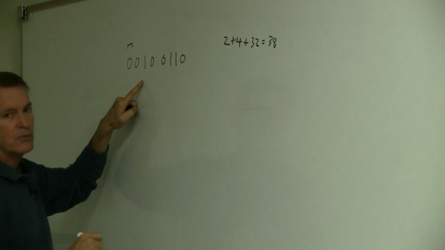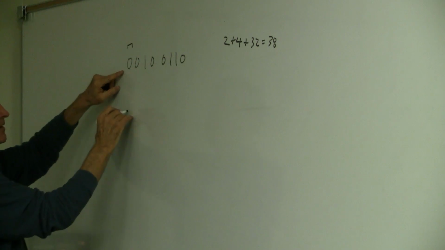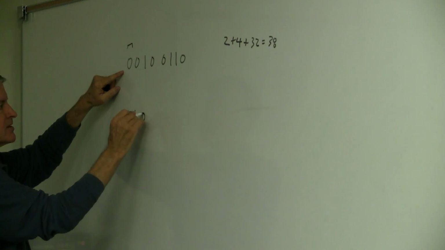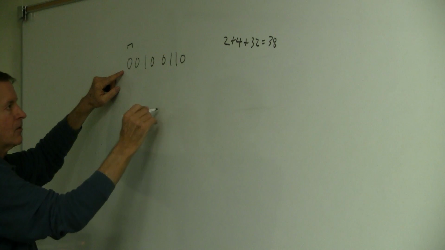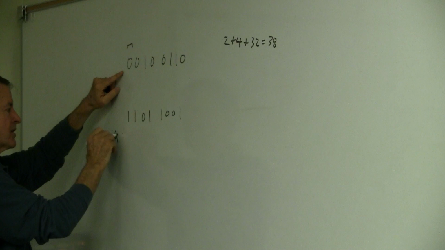So the question is, what's negative 38? Do you remember how to do negative 38? What do you do? Flip the bits: 1, 1, 0, 1, 1, 0, 0, 1, and then you have to add 1.